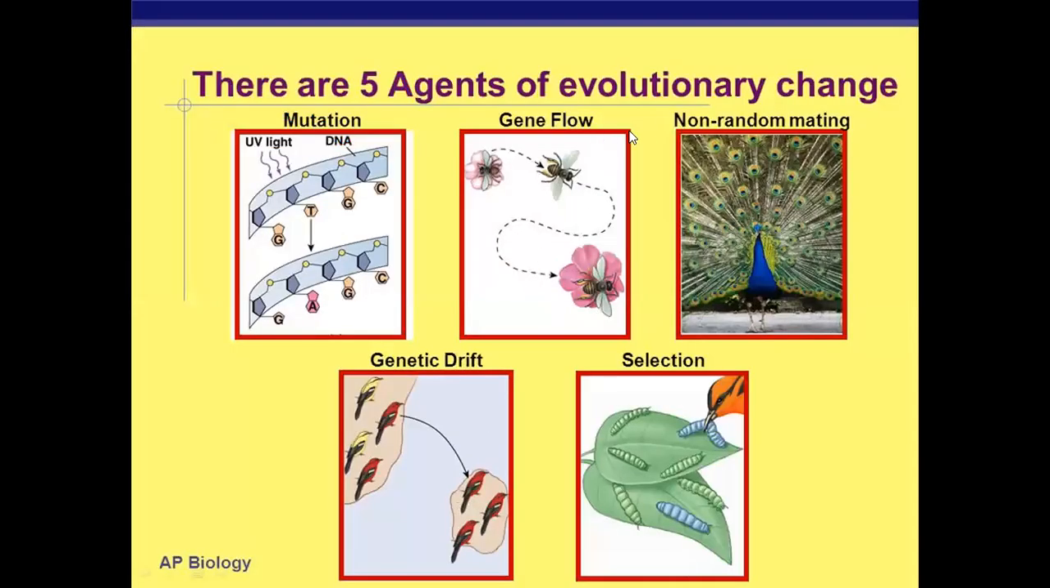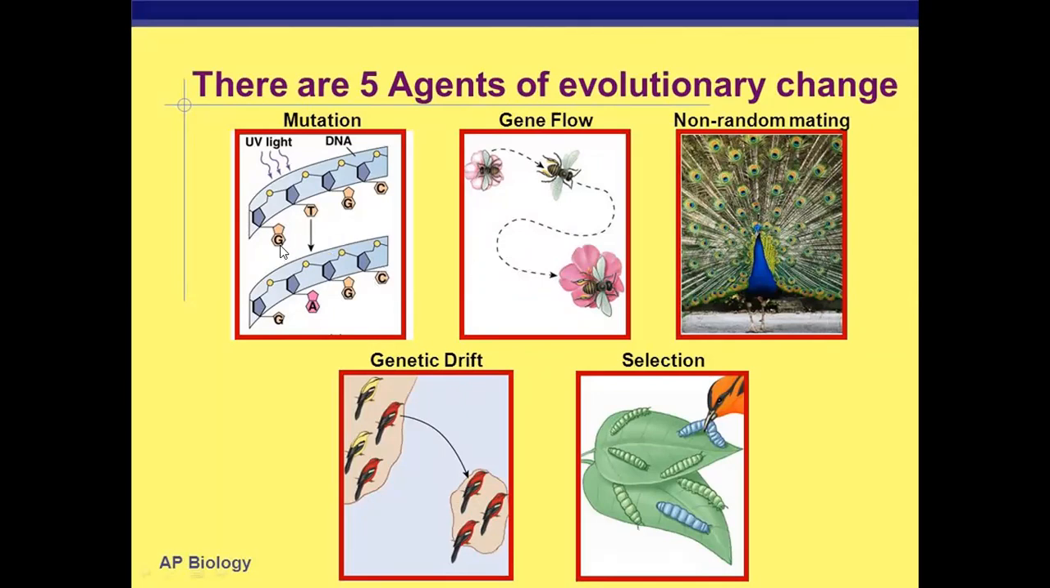There are five agents of evolutionary change: mutation, gene flow, non-random mating, genetic drift, and selection. Genetic variations also occur due to mutation, gene flow, non-random mating, genetic drift, and selection. From this diagram or from this slide, it is very easy to understand.